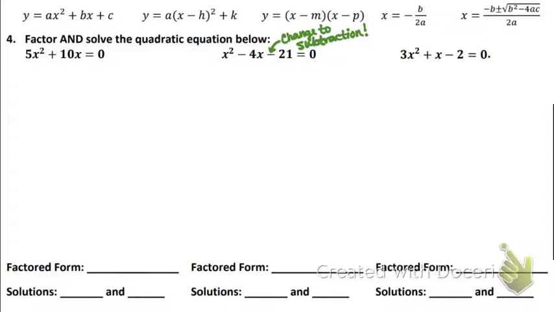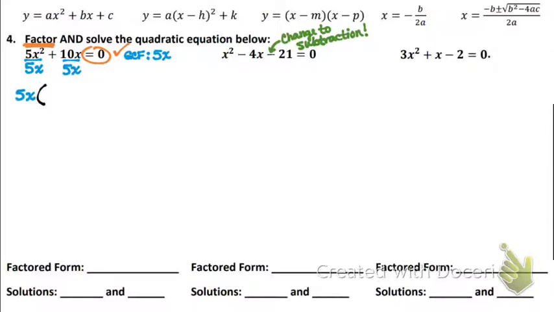Number 4, I'm going to do all these pieces here. If I am solving these by factoring, what does it have to be equal to? 0. Equal to 0. Check. What's the next thing I check for? Yes. Do we have a GCF on this first one? Yes. What is our GCF here? 5 and what else do they have in common? They both have an x in common. So I'm going to take a 5x out of each piece.